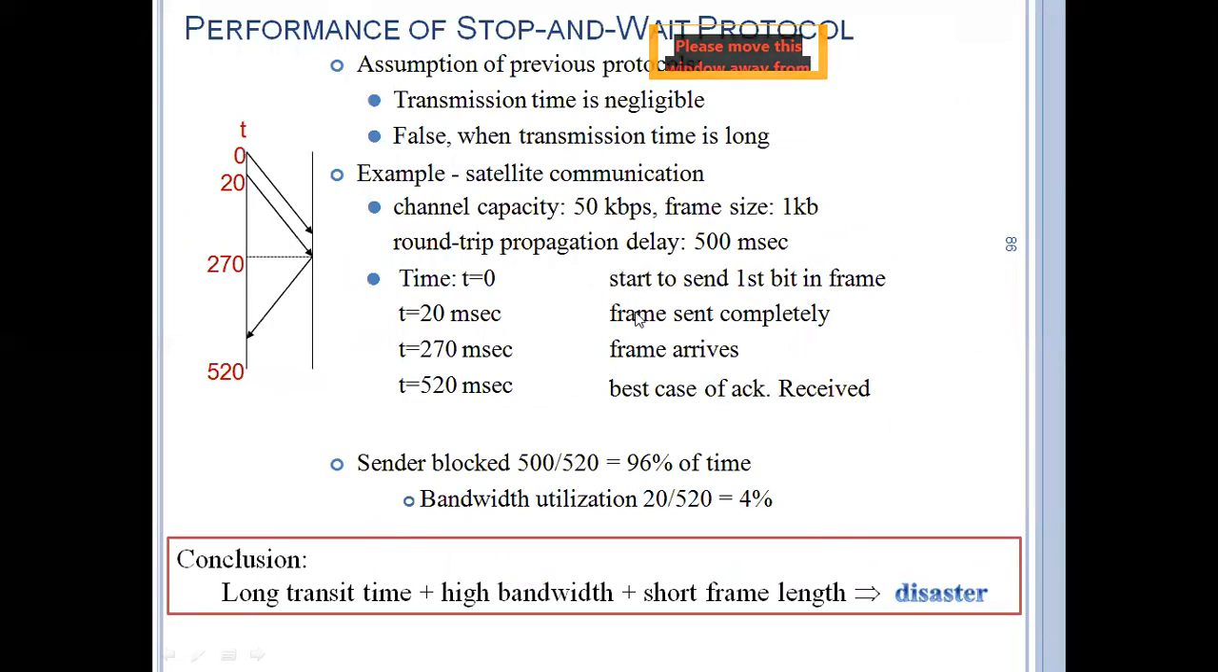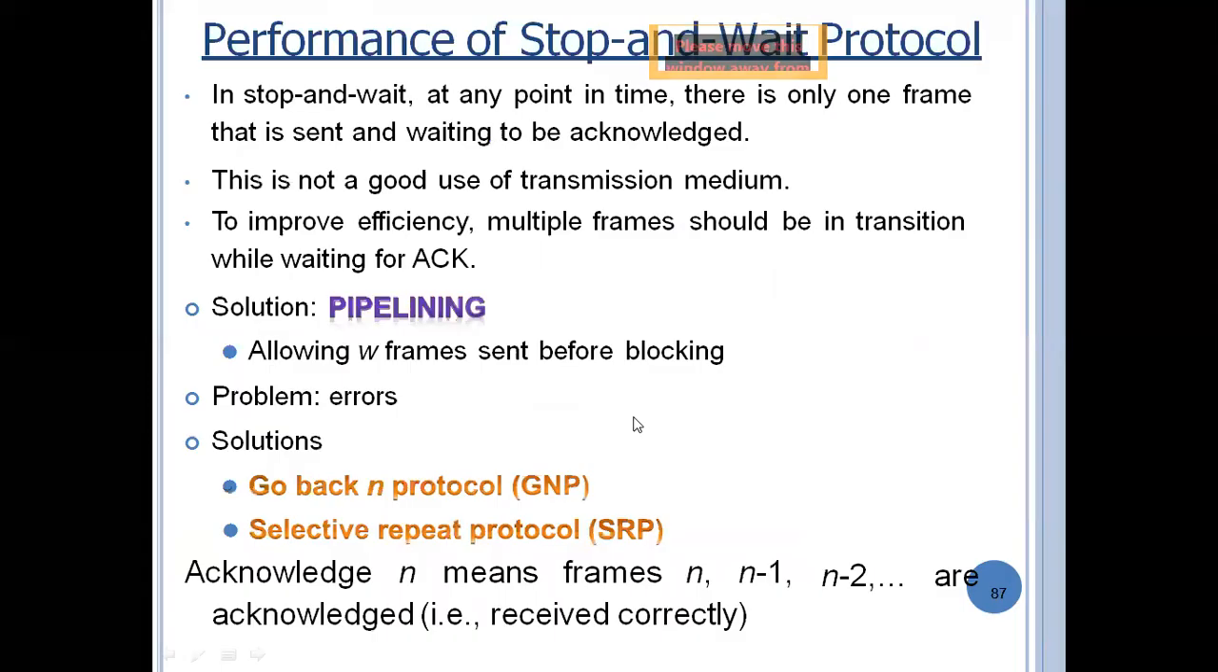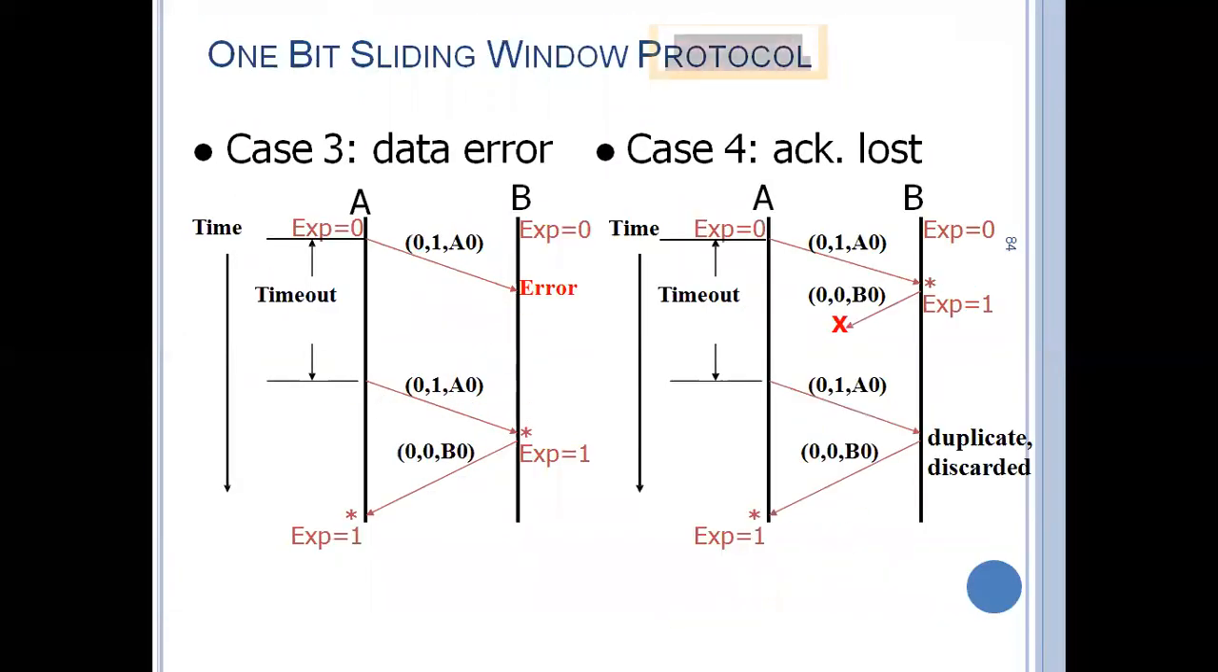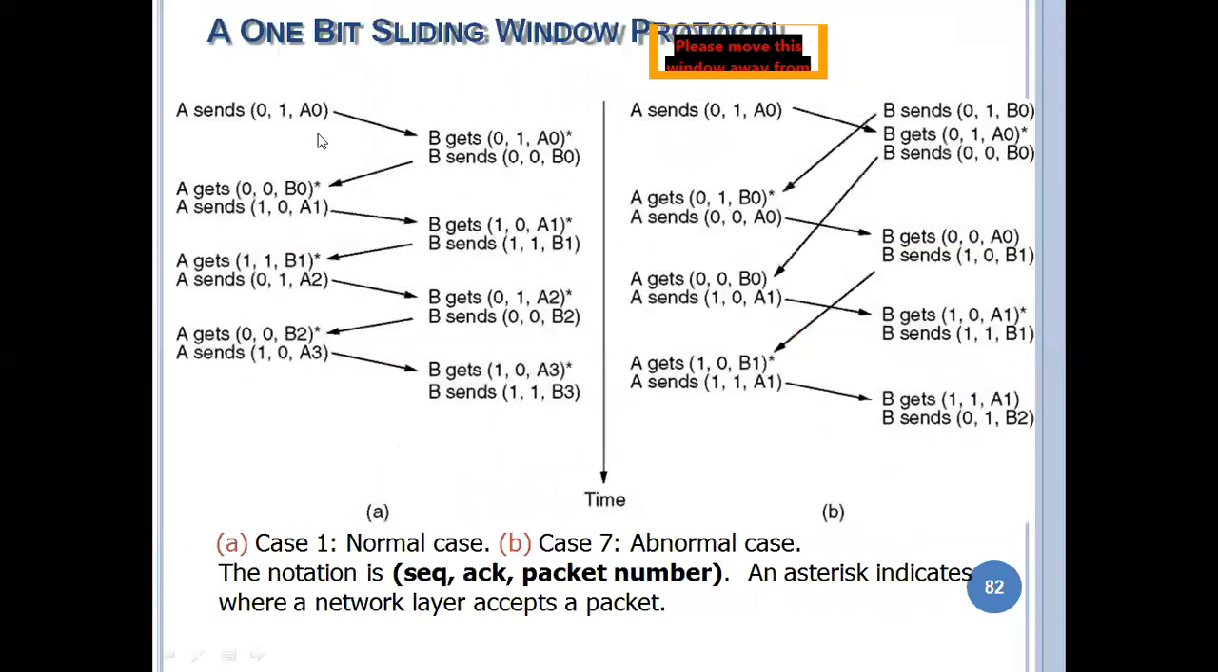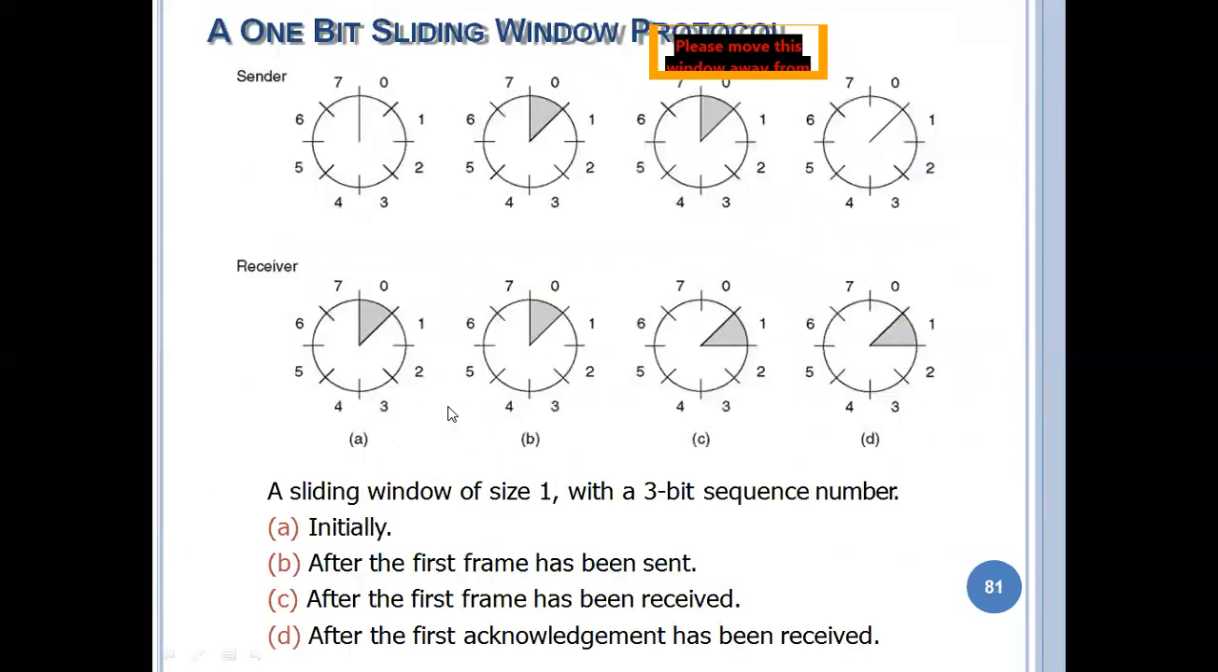We will discuss the performance of these stop and wait protocols by using the pipeline in the coming video. What we discussed in this video is completely about the sliding window protocol, the one bit sliding window protocol. In the sliding window protocol, we use a bi-directional channel. This is the one bit sliding window protocol.